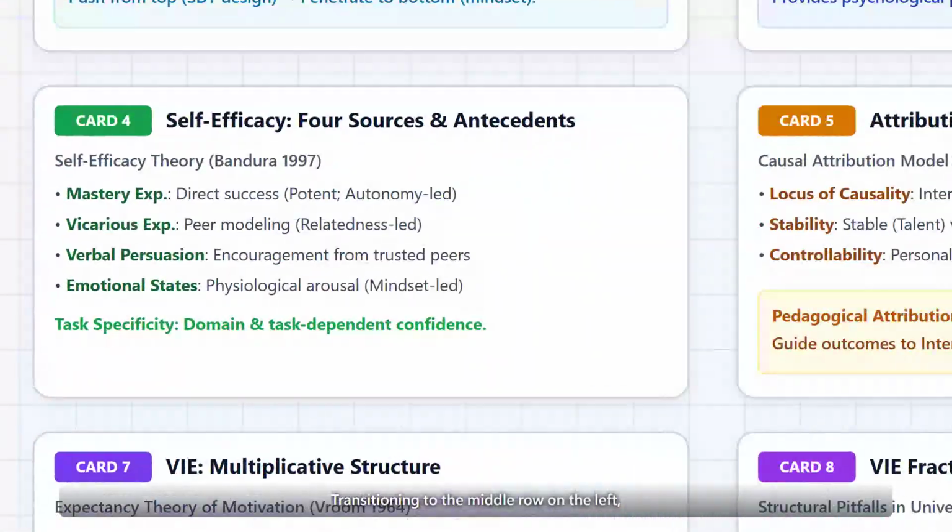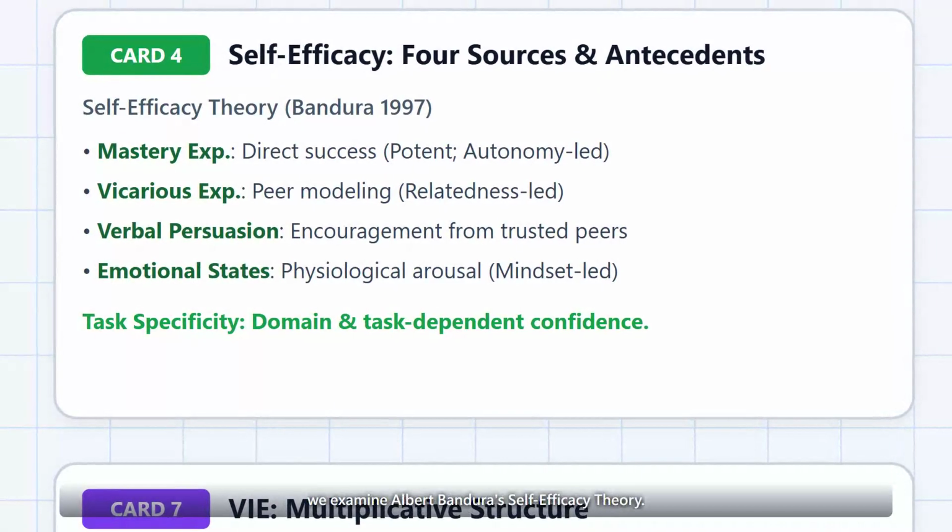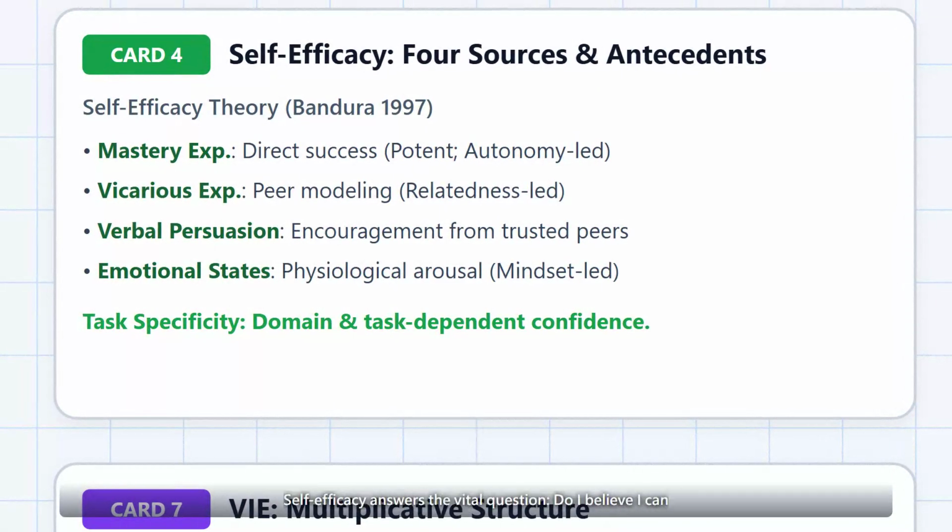Transitioning to the middle row on the left, we examine Albert Bandura's self-efficacy theory. Self-efficacy answers the vital question, do I believe I can perform this specific task? Bandura identified four efficacy sources organized by influence hierarchy. Mastery experience is the most potent source because direct success proves capability to the mind. Its upper antecedent is autonomy.